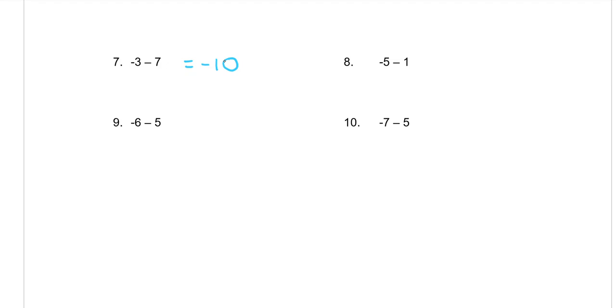So if I was doing the shortcut for this next one, because they're both negative, 5 plus 1 is 6, and it will be a -6. If I do some more shortcut ones for 9, I'm at -6, and I want to subtract 5, 6 plus 5 is 11, and it will be -11.